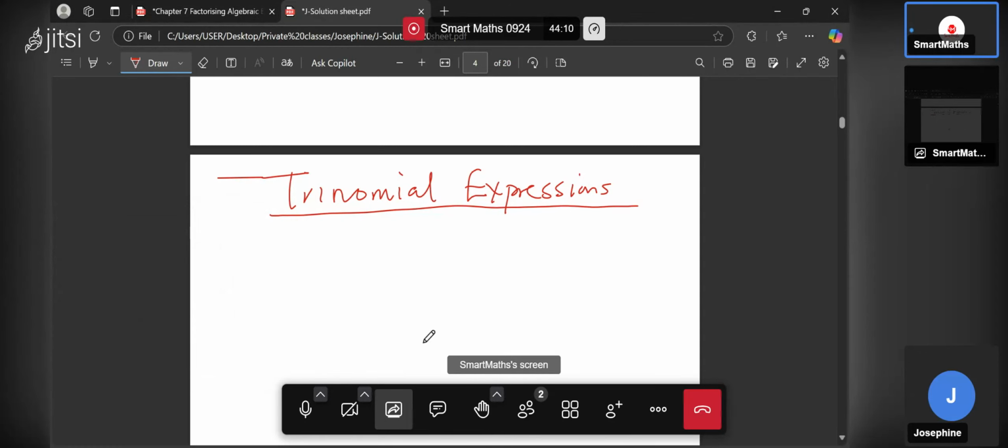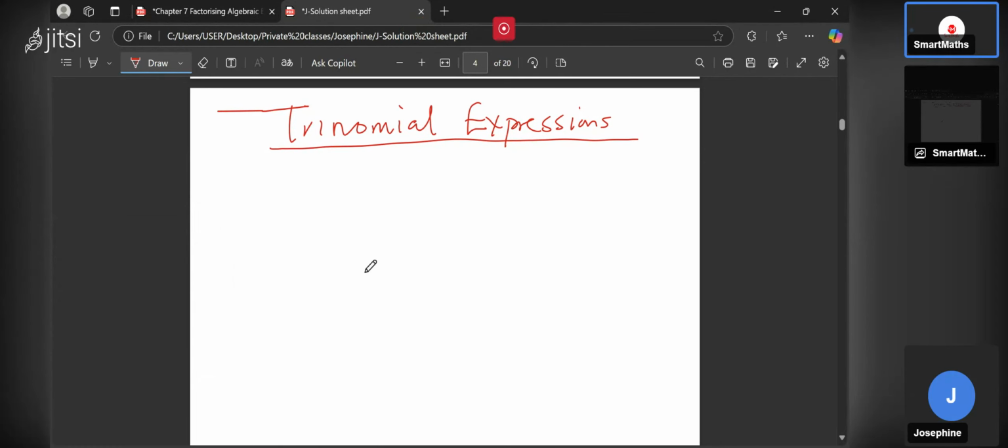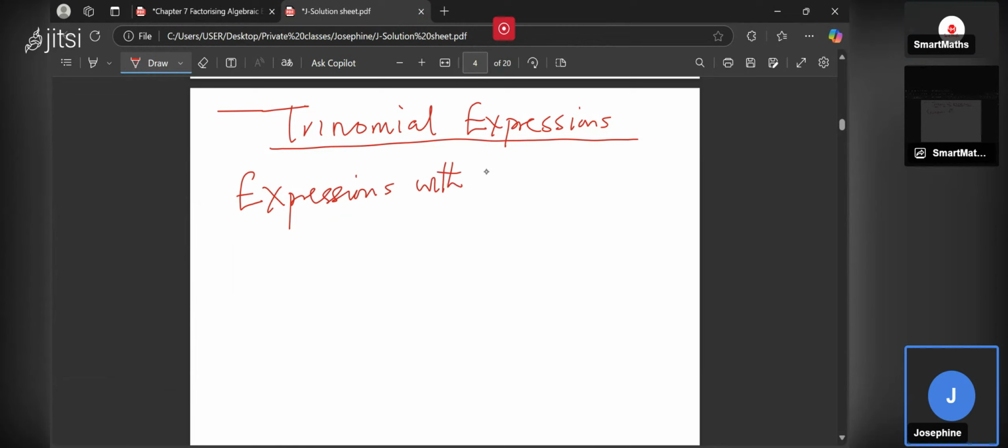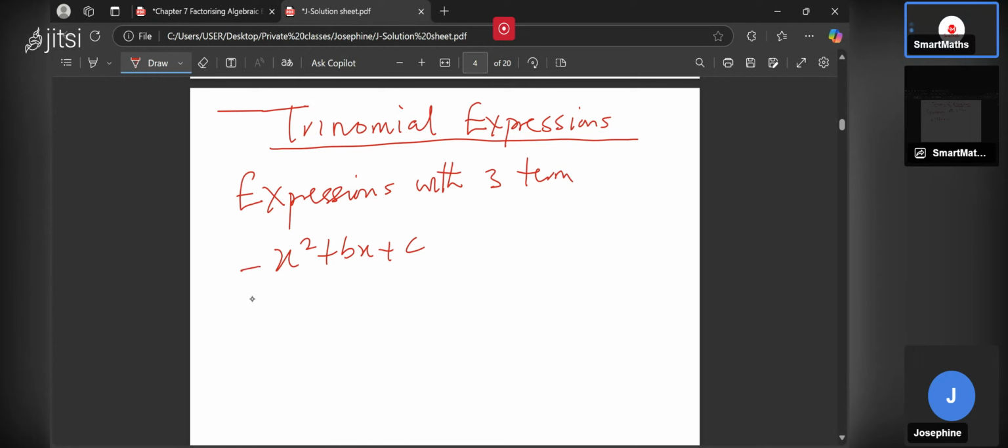So trinomials are expressions with three terms. For example, it has two forms. We have the form x squared plus bx plus c, and this is the first one. The second one is ax squared plus bx plus c. So we are going to look at them separately. We'll start with the first one.